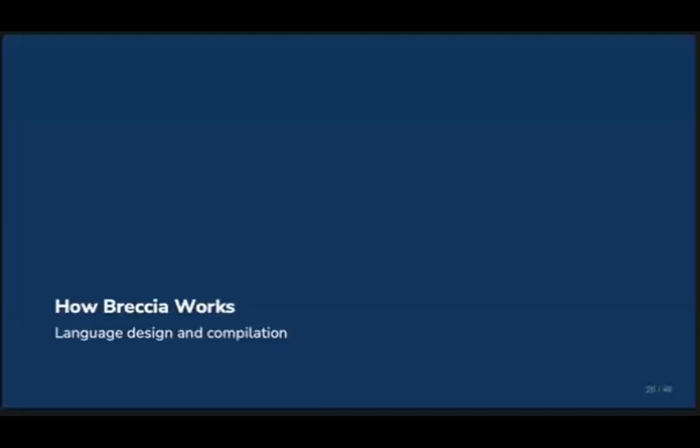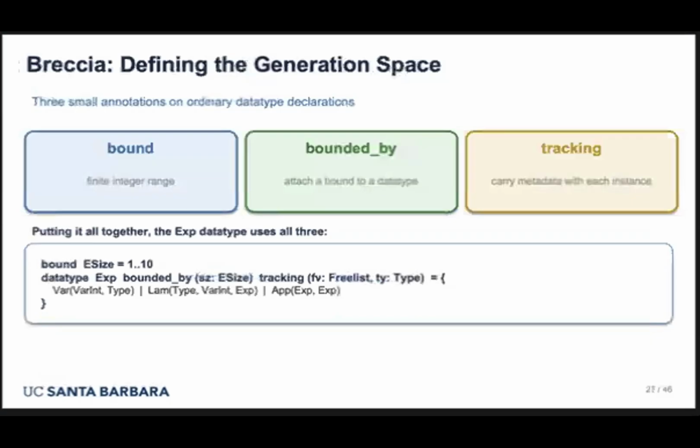So from here, we can take a deeper look into the actual Breccia language and how it compiles. Here you see what looks like an ordinary data type declaration in a functional language that you may be familiar with, but it has some extra stuff around it. The first thing we notice here is this bound.